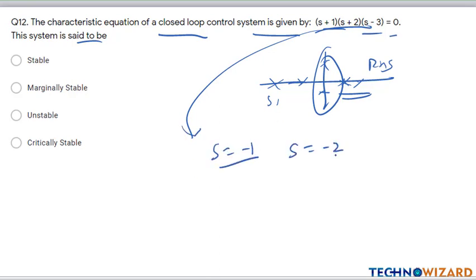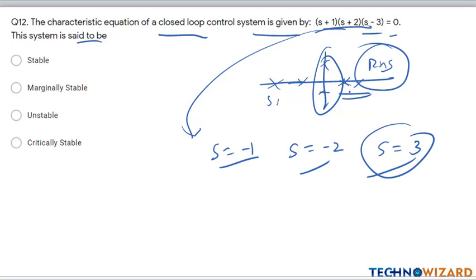One pole is at minus 2, that is also in the LHS. But one pole is at s equal to 3, that is in the RHS. If any pole is in the RHS, then the system will be unstable. Therefore, option C is the correct answer.